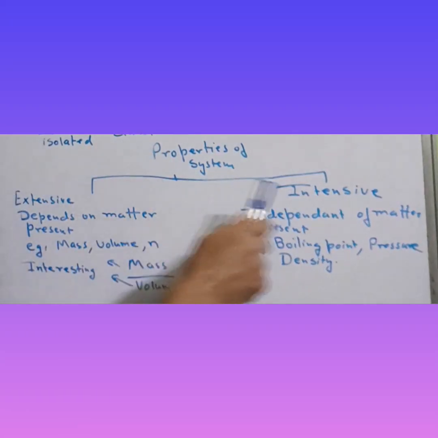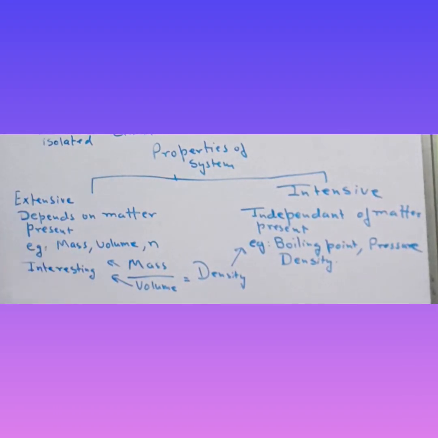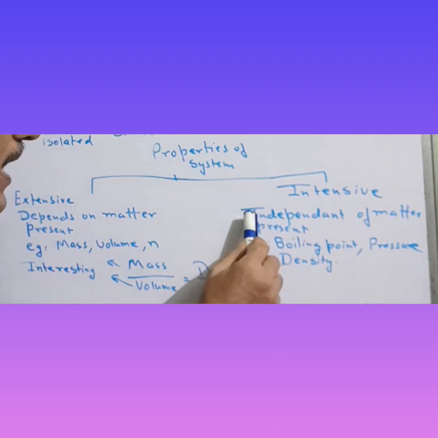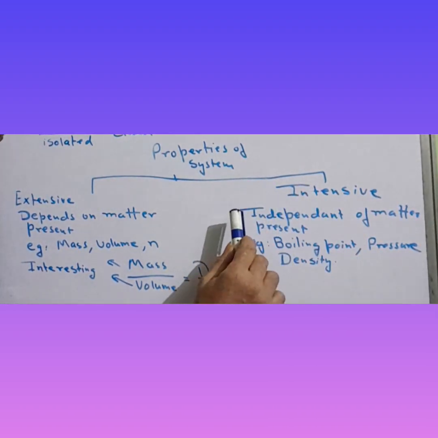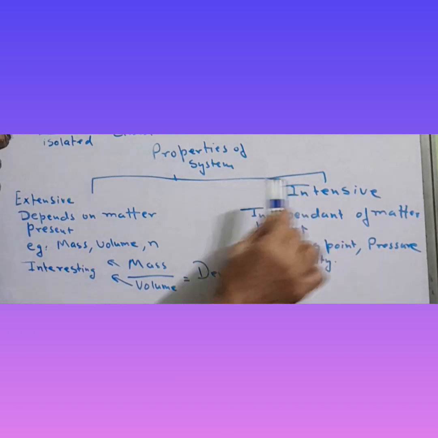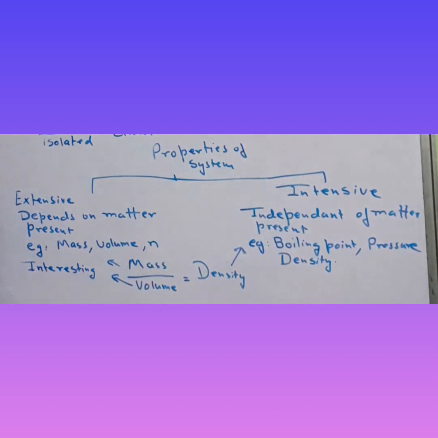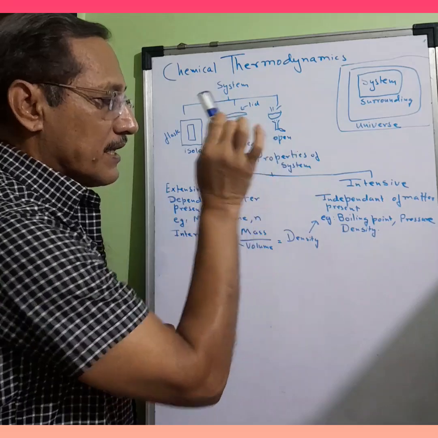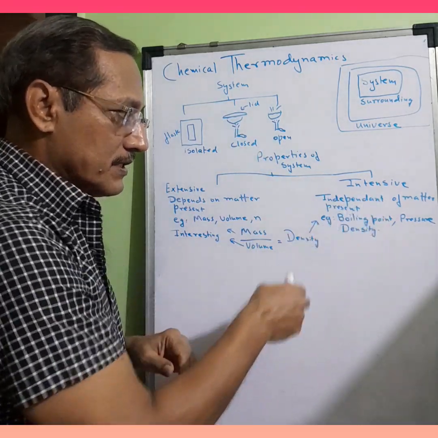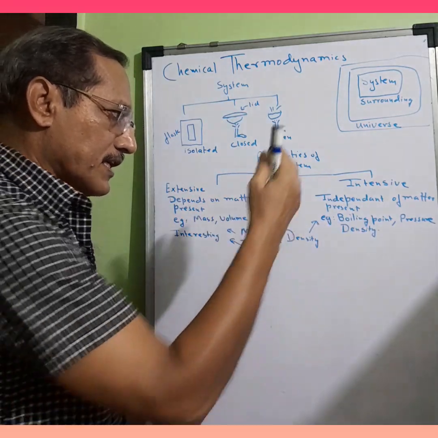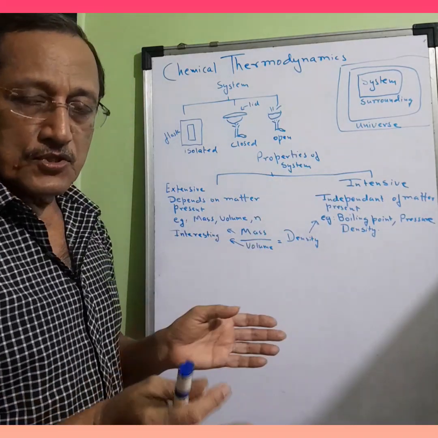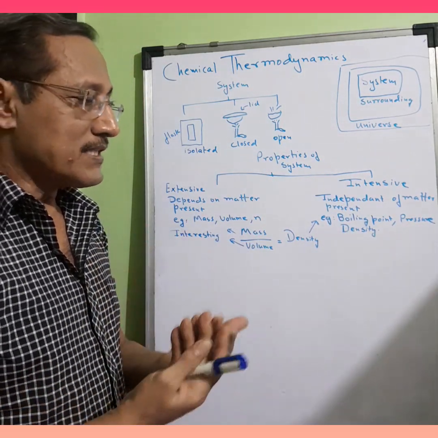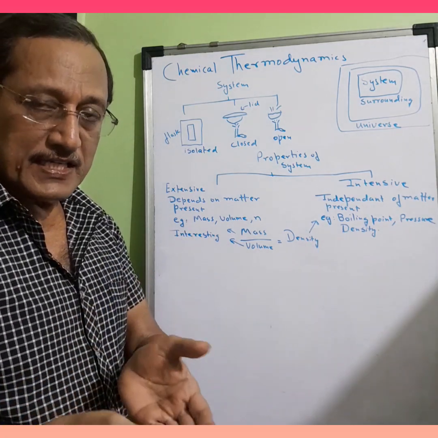Another important thing I would like to bring to your notice. With extensive and intensive, you may get confused which is dependent and which is independent of matter. So how do I keep it in mind? IN, intensive, IN, independent of matter. Very easy to keep in mind. So intensive is independent of matter present, and these are all such properties: specific gravity, refractive index, boiling point, pressure, density, and so on. Okay, now let's move into the next phase in our next video.